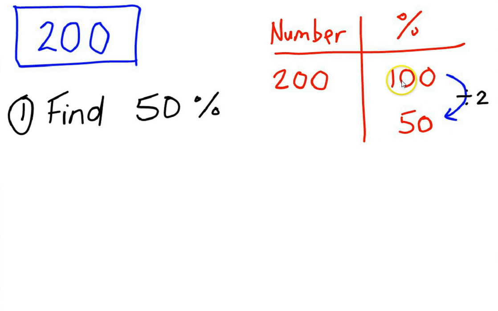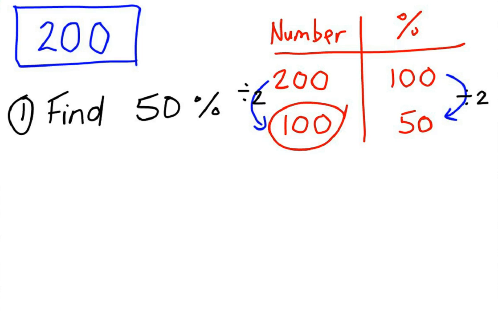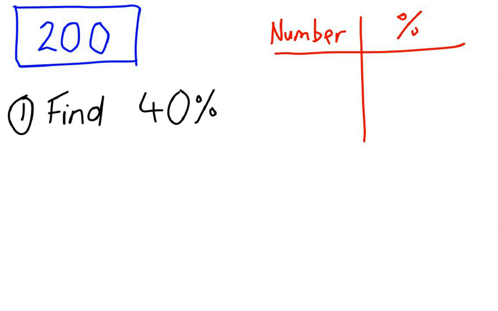Whatever we've done to this side, we're going to do to the other side. So you can see that we've divided this side by 2, so 200 divided by 2 gives me 100. We've halved 100 to get 50%, so we're going to do the same to the other side, divided by 2. So let's try something a little bit more difficult. Just to clarify, 50% of 200 is 100. Okay, next question.